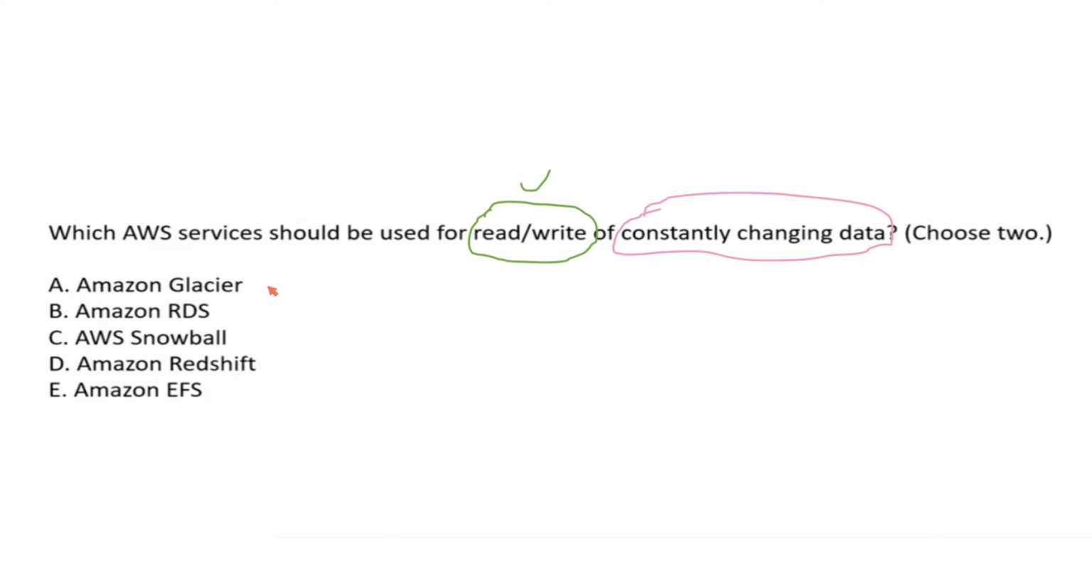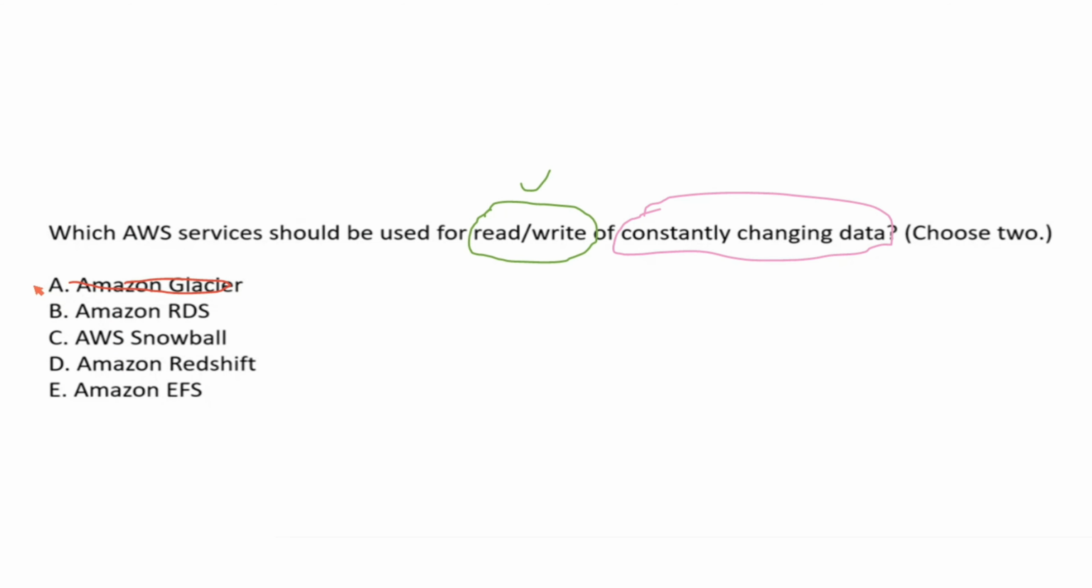If I talk about Glacier, yes, of course we can read or write our data on Glacier, but Glacier is related to data archiving. What Glacier exactly does is, suppose we have some data which we have not touched for the past, I can say, 3 to 4 months. That data will automatically shift from S3 to Glacier. So Glacier is something which I can call a data warehouse. It cannot be used for constantly changing data, and hence this option is eliminated. It can't be our answer.